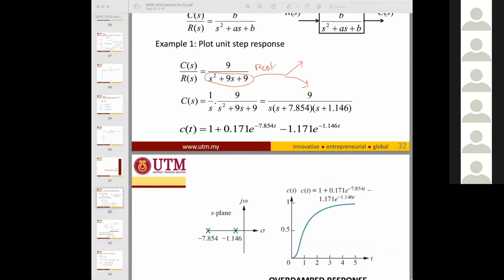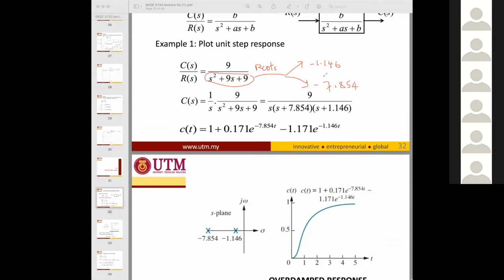Roots tu apa? Rita, roots. Yes, Prof. What is roots? The roots. What is roots? Punca. Punca. Punca.